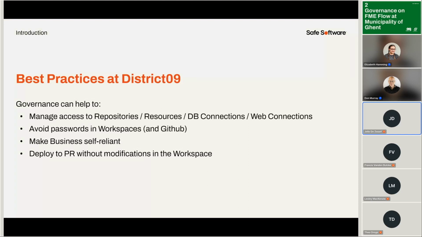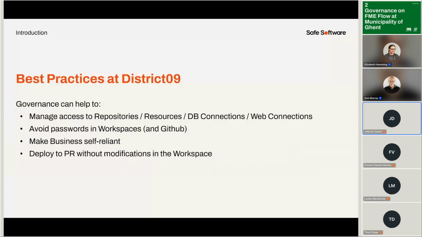Also on the resources, and the database connections, web connections. Not all data should be visible to all people in the city. Previously, sometimes passwords were stored in the workspace, like a token for an API, for example, and these would be placed into GitHub, and that's also something we want to avoid.